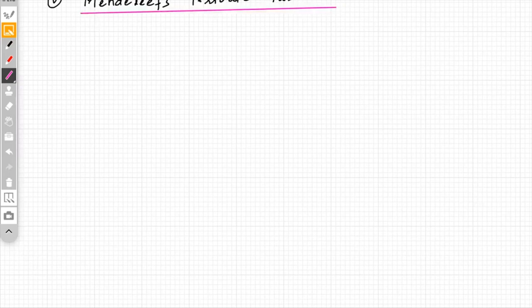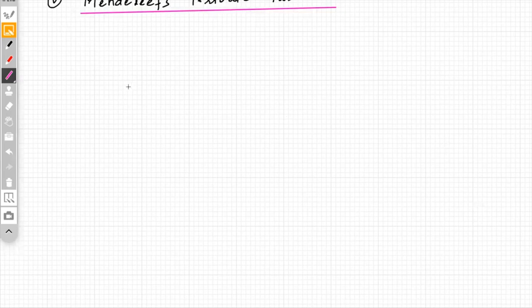Mendeleev periodic table, write down. He suggested that the physical and chemical properties of an element are the periodic functions of their atomic weight. Right? Physical and chemical properties are the periodic function of their atomic weight. He's again talking about atomic weight.